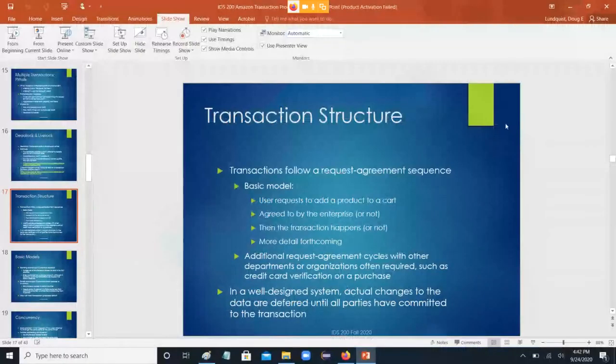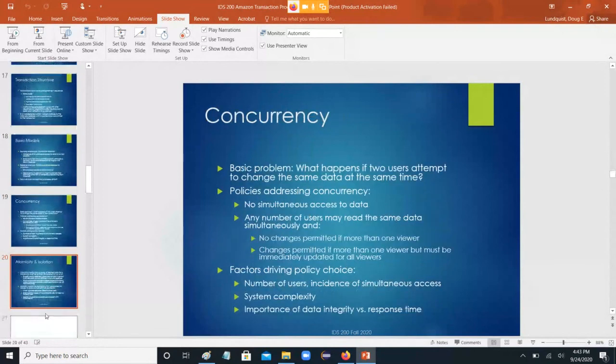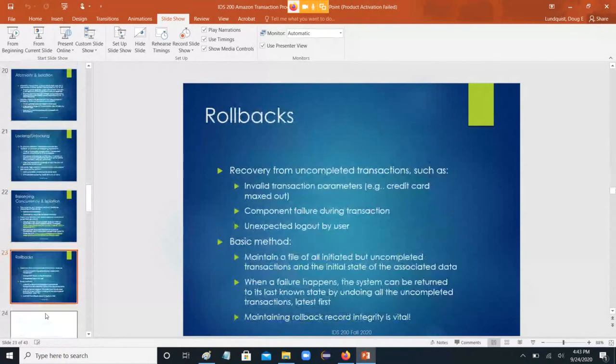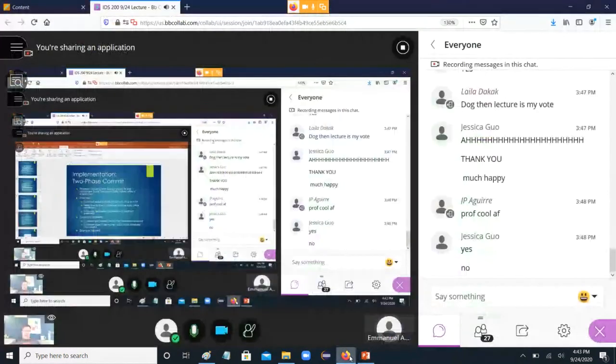Okay. So we'll come back on Tuesday, and then we'll talk about some transaction models, concurrency, and eventually we will get into the big ones of two-phase commit. All right, but that's all I got for you here today.